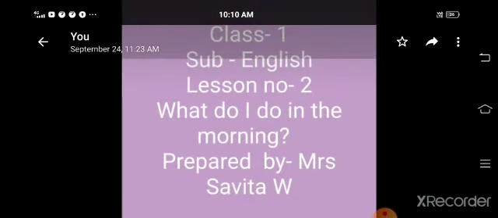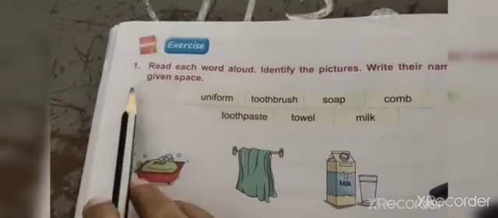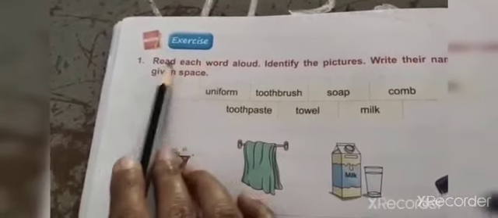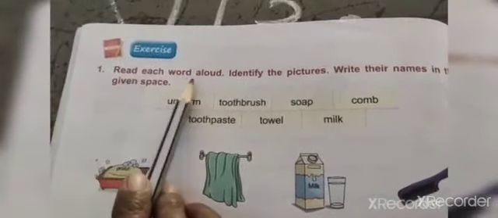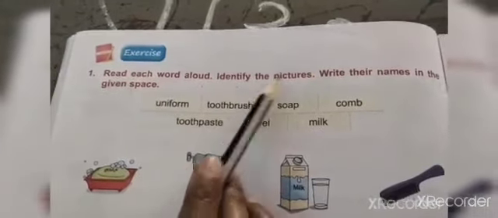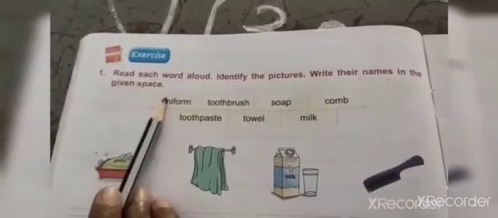In the previous class we studied new words from lesson number 2, what do I do in the morning. Today we will do some exercise. Okay children, exercise question number 1, read each word aloud. Identify the pictures, write their names in the given space.